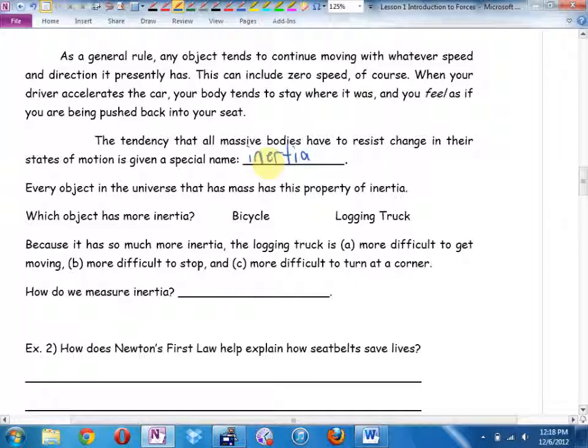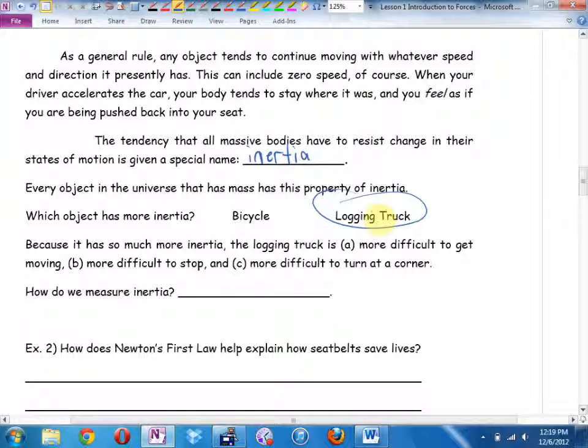So what has more inertia, a bicycle or a logging truck? What does that mean then? Because it has so much more inertia, that logging truck is much more difficult to get started from a stop. That's why big semi-trucks take so long at a red light to get going. It's nothing to do with the driver. Inertia.